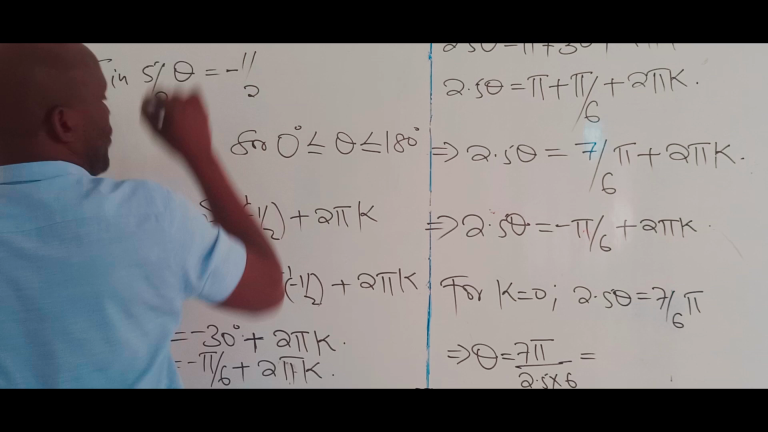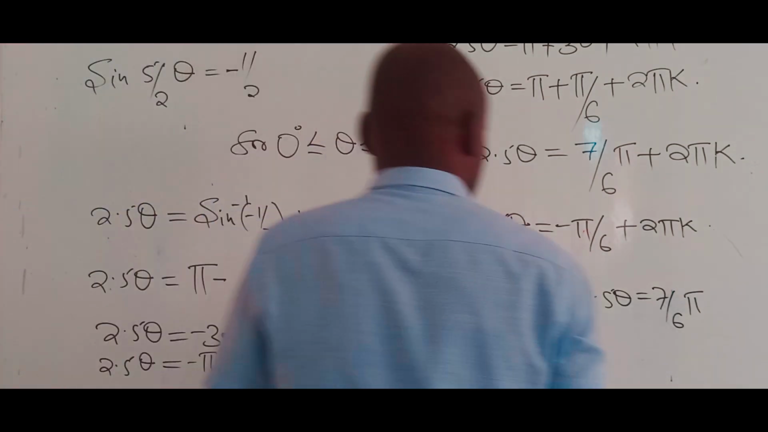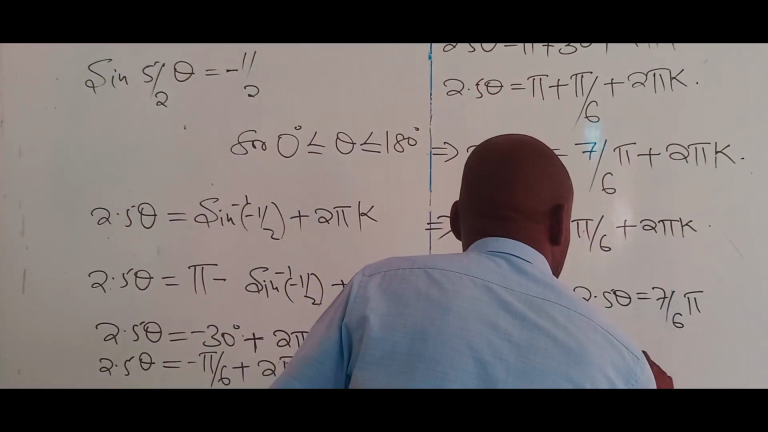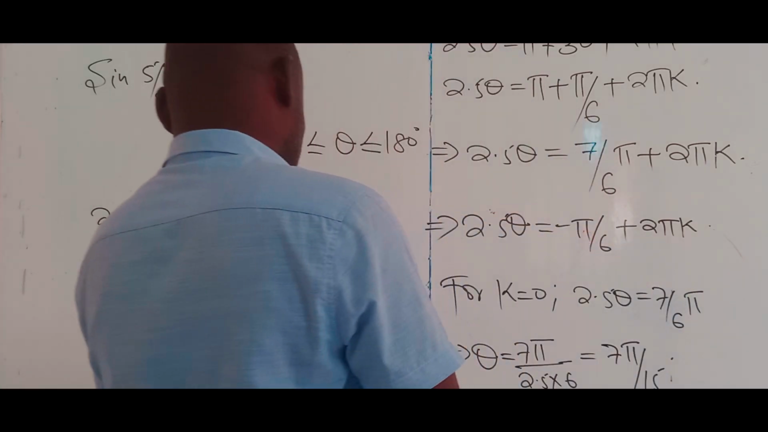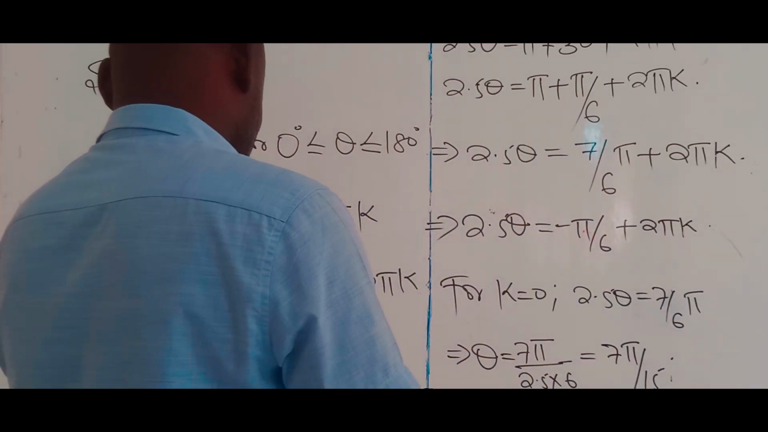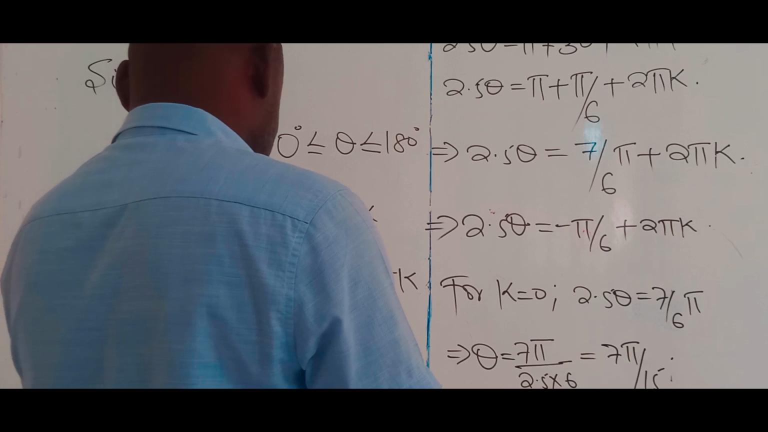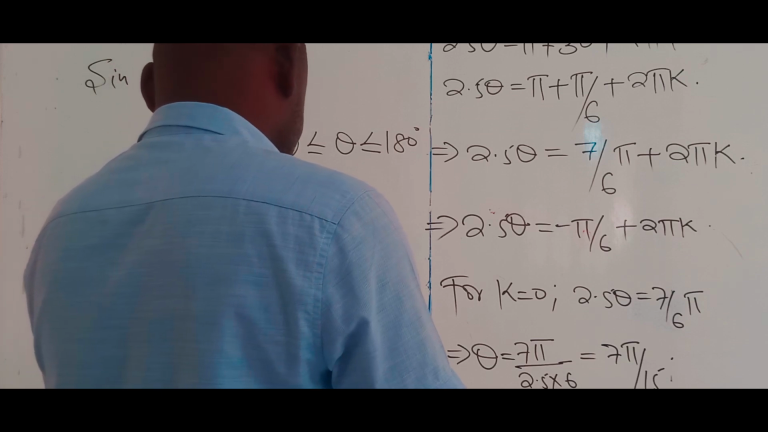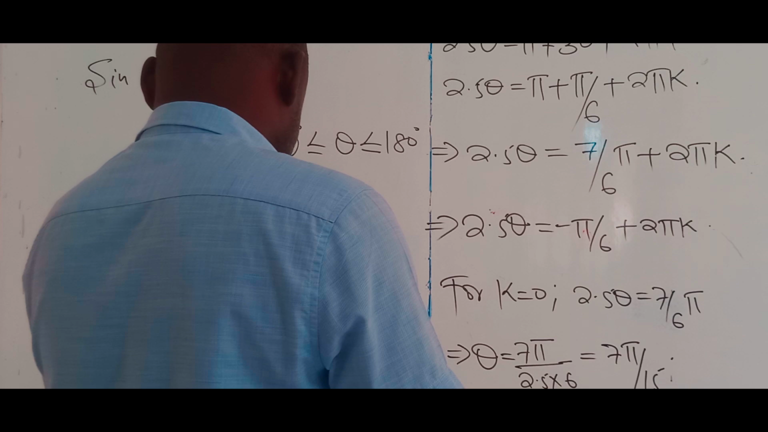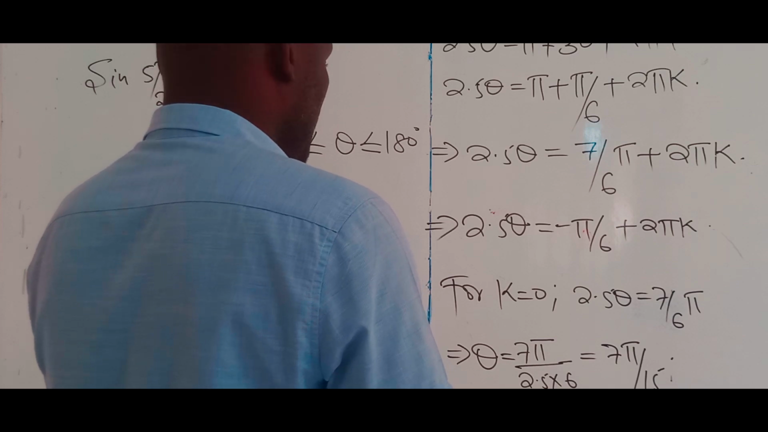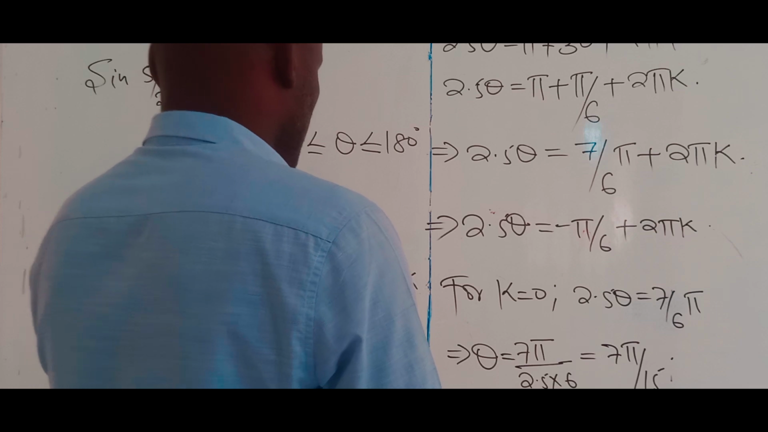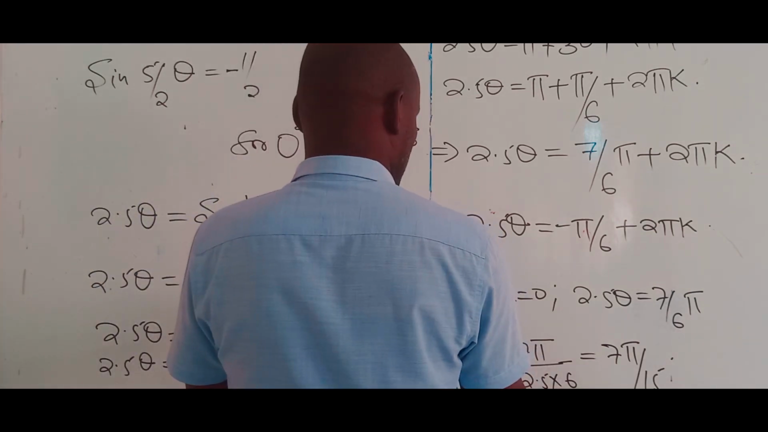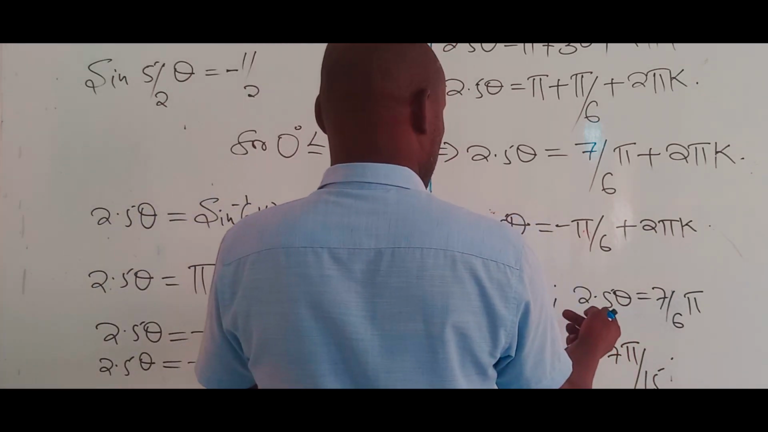That's 15. So I get 15, so that will be 7 pi over 15. That is one of our solutions, when we have k to be 0. So that is k is 0 using this.